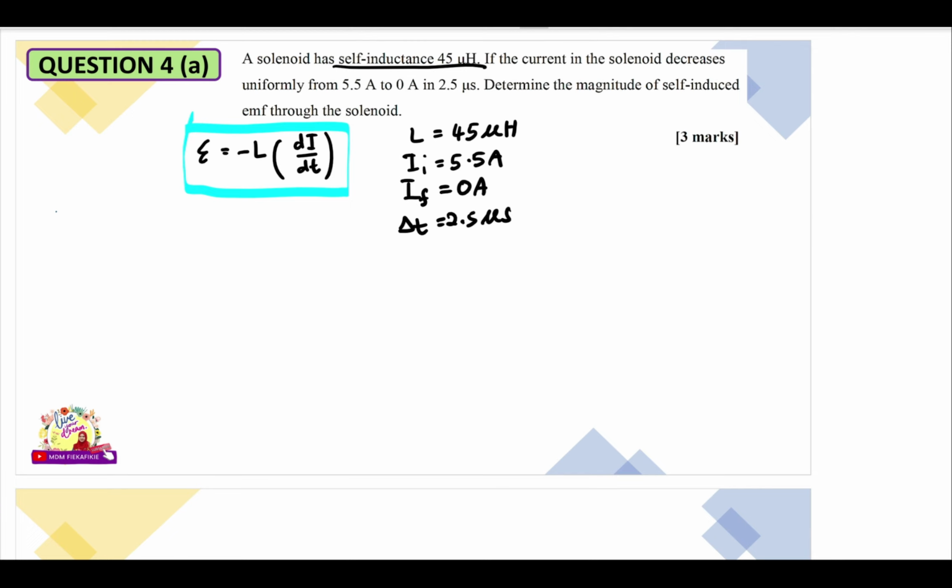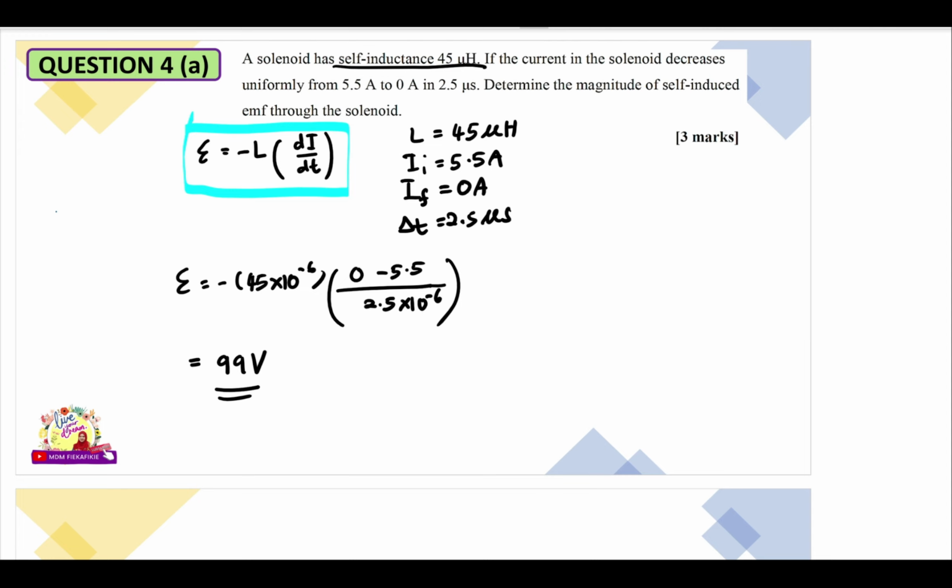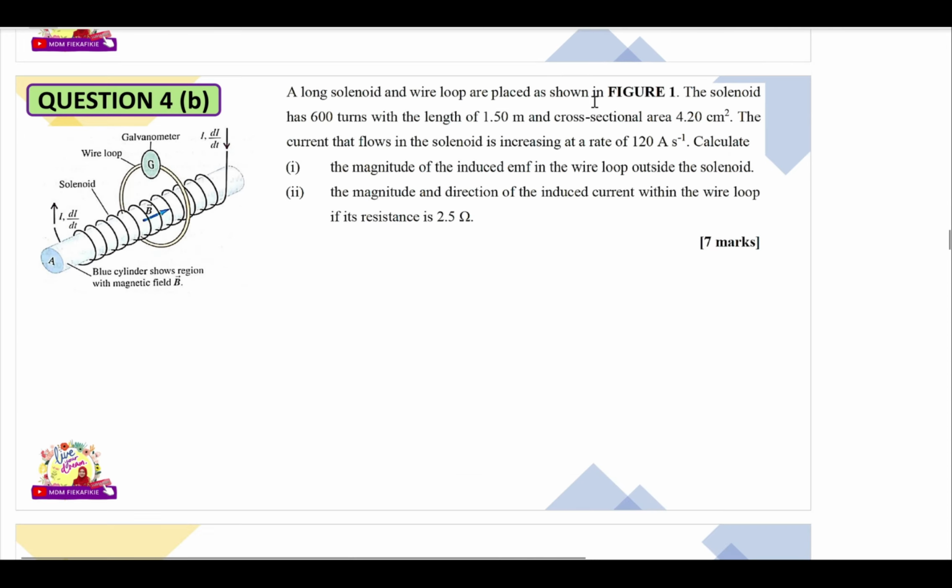Then in order to calculate the induced EMF, for 3 marks, it is negative, so L is 45 micro, which should be times 10 to the power of negative 6. And di over dt is I final minus I initial, so 0 minus 5.5, over the time taken to decrease to 0, which is 2.5 micro, so 10 to the power of negative 6. Substitute all the values and the final answer should be 99 volt. So that finishes part A, and now the question for B.